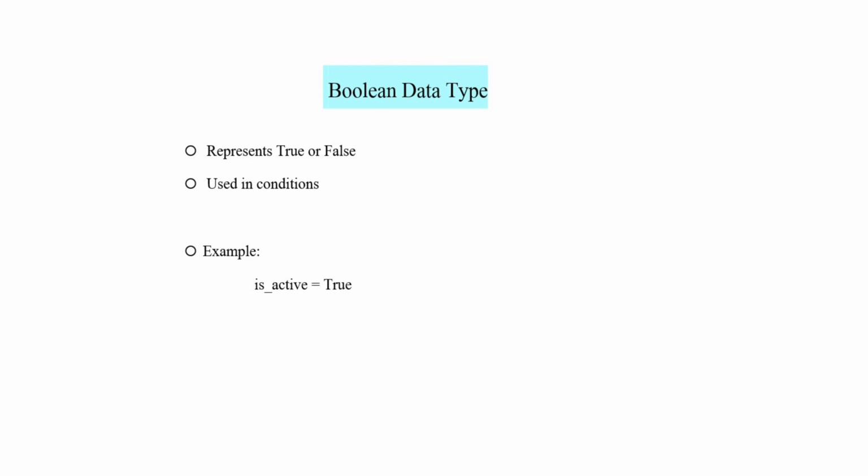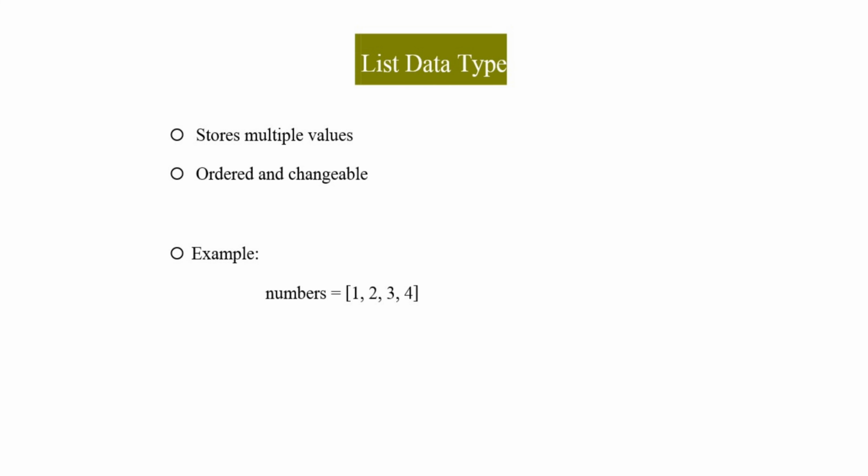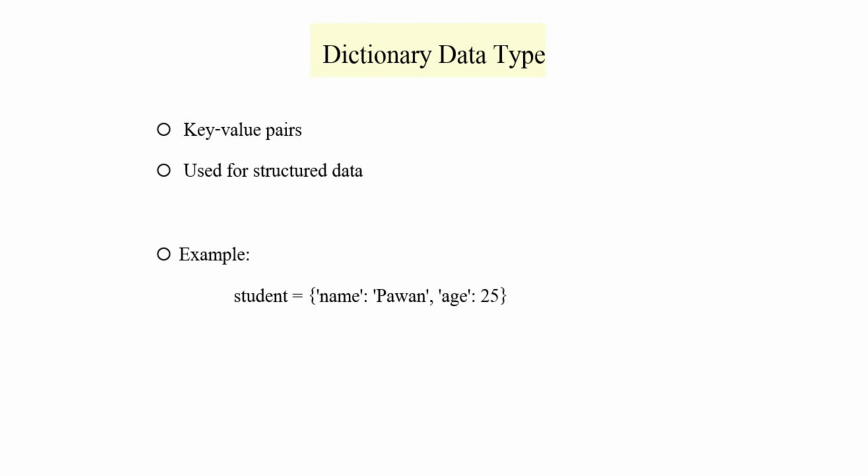The fourth is list type. Here I have taken an example like numbers equal to 1, 2, 3 and 4. Lists are used to store multiple items in a single variable. The fifth type is dictionary type. Here I have taken a student, in which I am storing name is equal to Pawan and age is equal to 25. A dictionary stores data in key-value pairs.